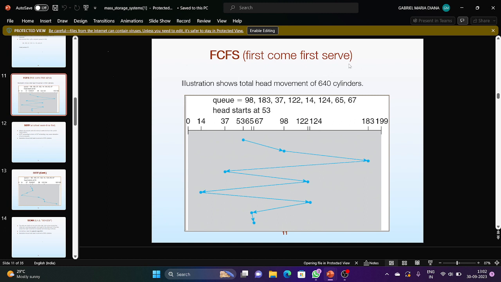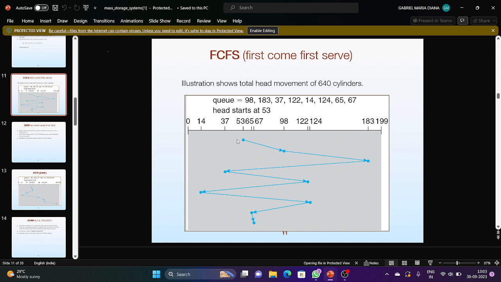In order to know how the read write head accesses the data from the secondary storage, how it serves the data to the user, we need to subtract the larger number here. So here 183 is the largest number, so 183 gets subtracted from 53.